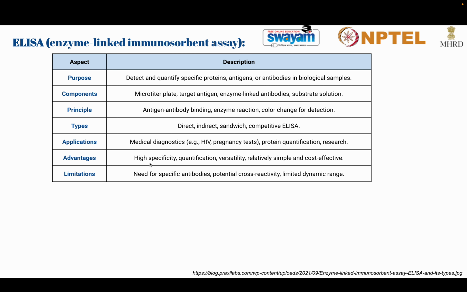Its advantages are it has high specificity because antigen antibody binding is being observed and this binding is very specific. Then quantification, it will also help you in quantifying the amount of antigen antibody binding which is being observed. Versatility, relatively simple and cost effective. And there are certain limitations, which means you need specific antibodies. And if you do not have the information about the specific antibodies, you won't be able to perform ELISA. And potential cross reactivity can also happen. Then limited dynamic range. So these are few limitations of ELISA.